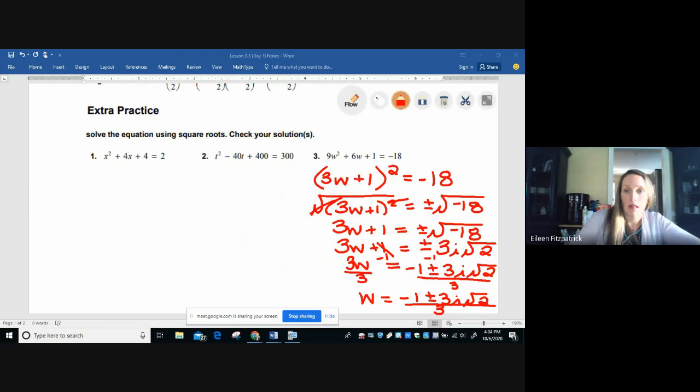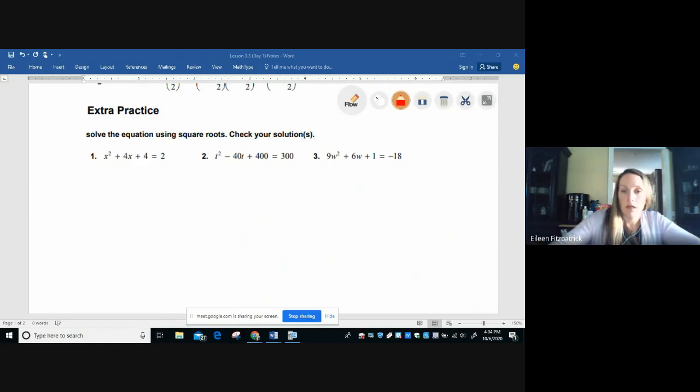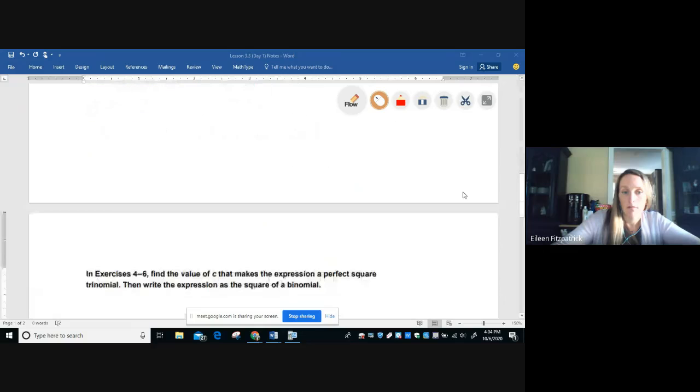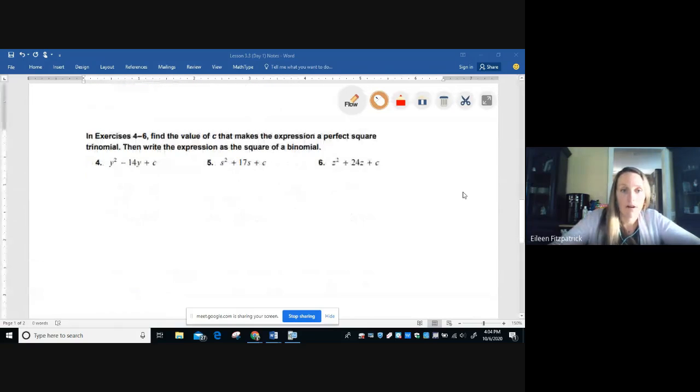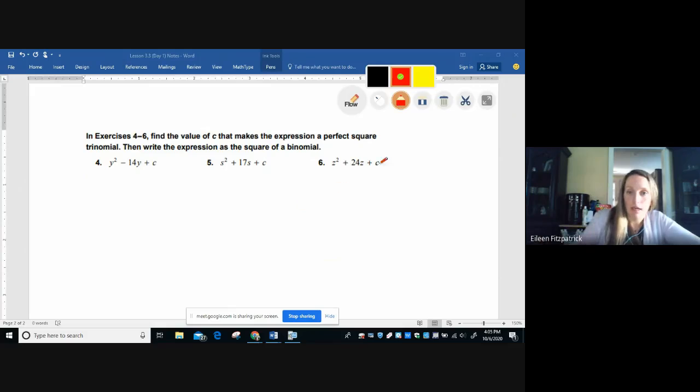Okay. Let's move down to the next problem. It says, find the value of c that makes the expression a perfect square trinomial. Then write the expression as a perfect square trinomial. So for this, in our notes at the very beginning, we were saying that c is going to equal b divided by 2 squared.